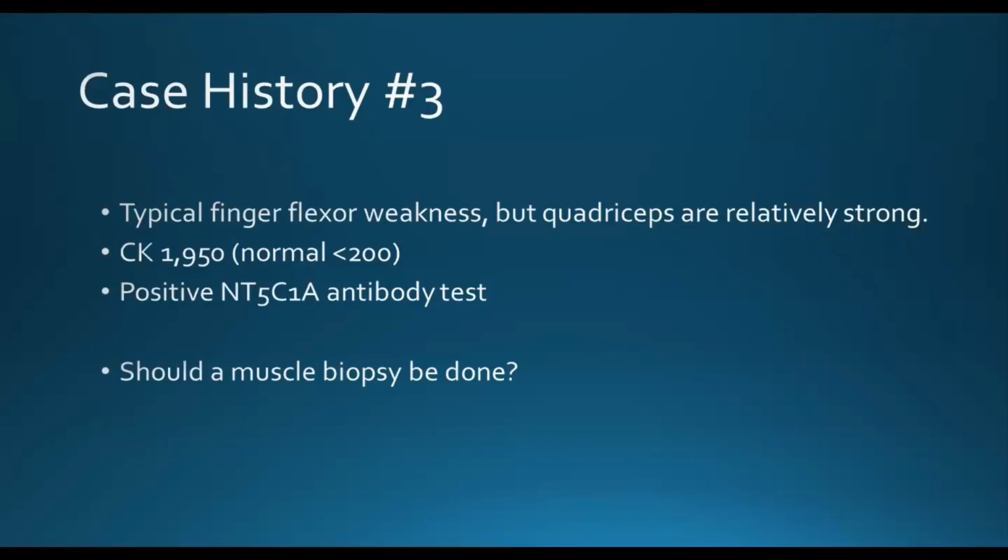Probably yes, because it's not classic, and just the fact that you have a positive antibody test probably is not enough to avoid recommending a muscle biopsy.